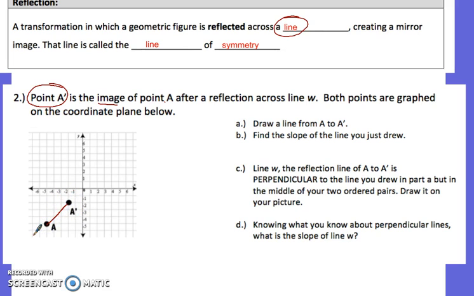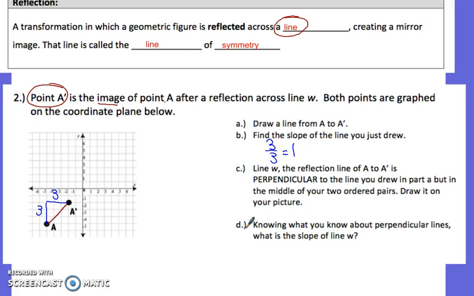Part B, find the slope of the line you just drew. So I'm going to use my triangle way with my rise over run. There's my right triangle. I know I went up 3, right 3, so my slope is 3 over 3, so it's just 1.